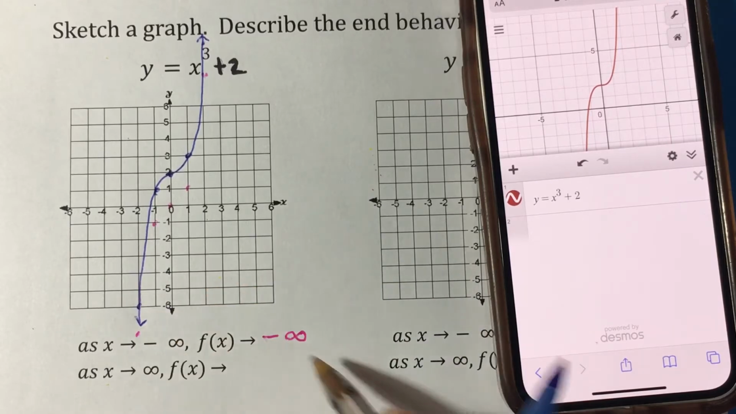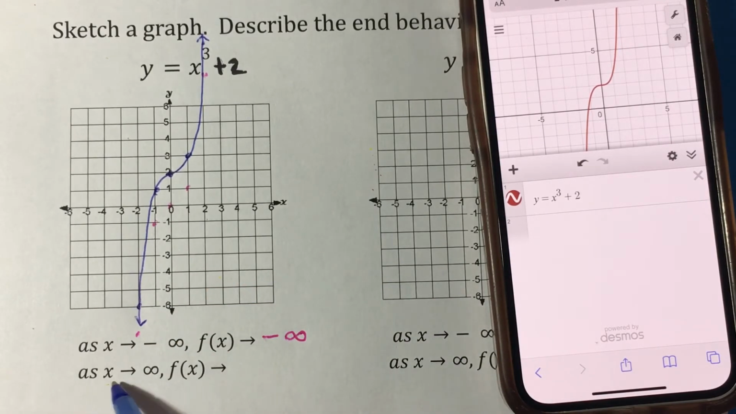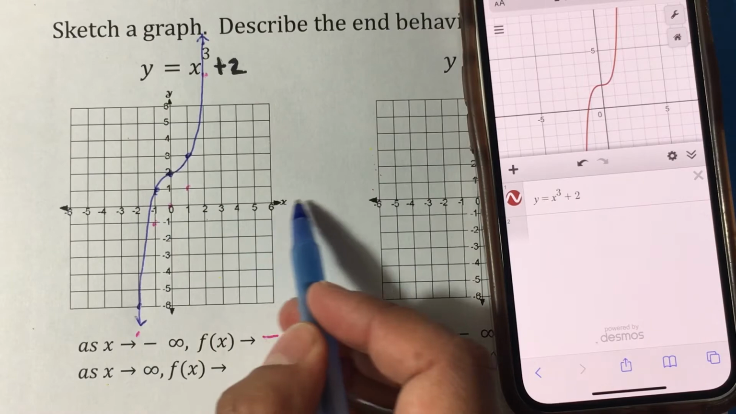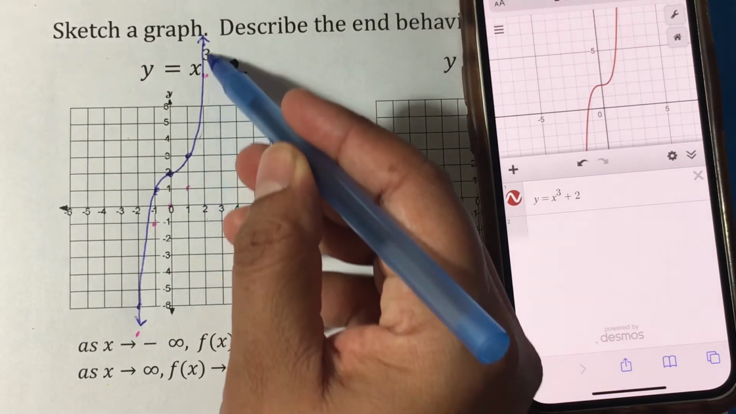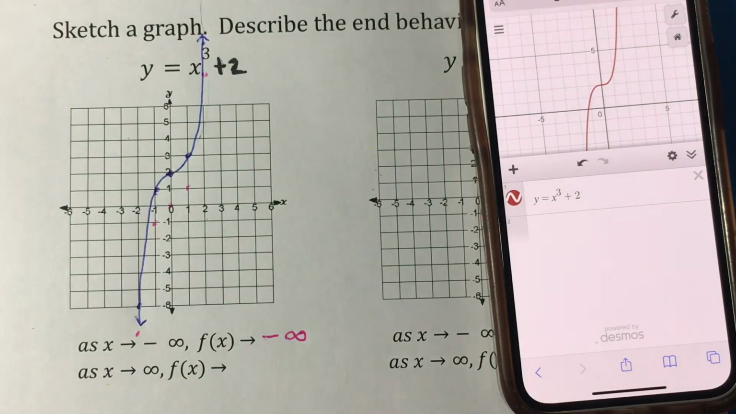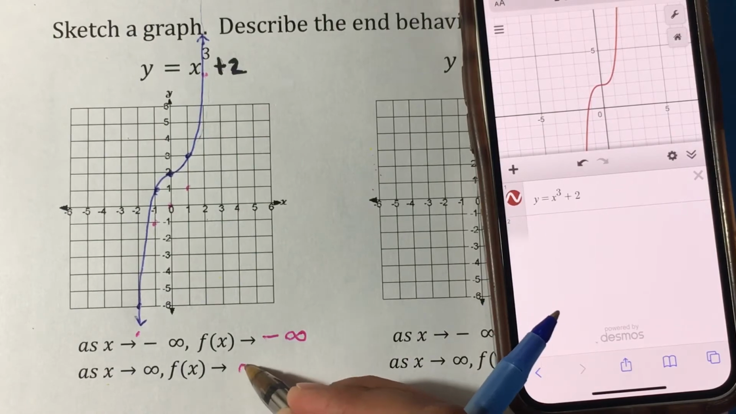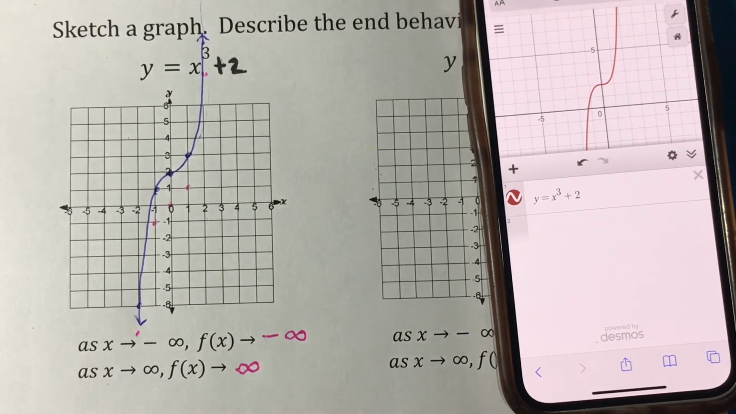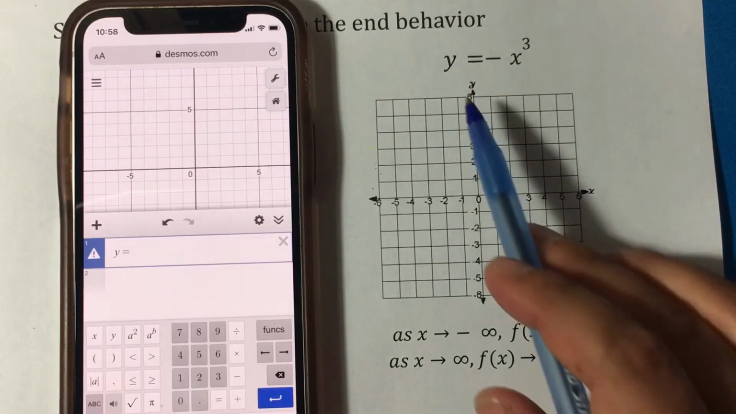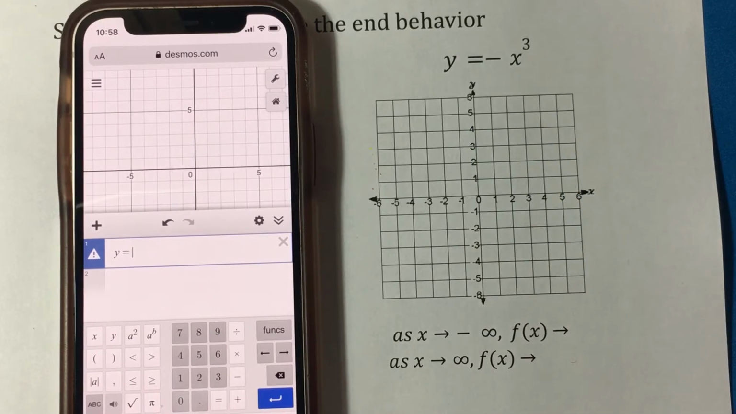If it's pointing down, negative infinity. As x approaches positive infinity, what's going on with the graph? Oh, it's pointing up. So again, this will be positive infinity. So now it's y equals negative x cubed. So y equals negative x to the power of 3.